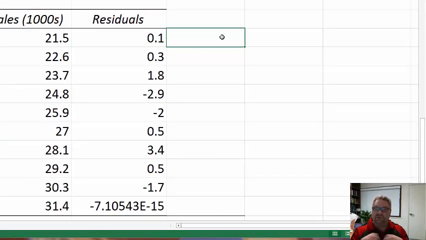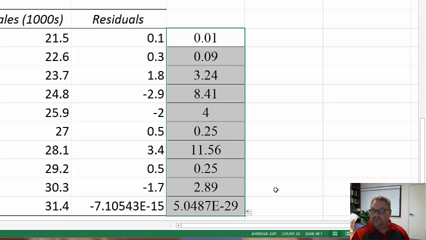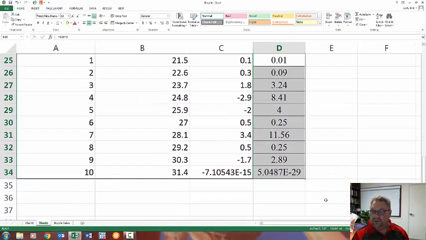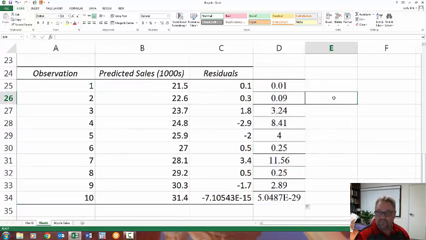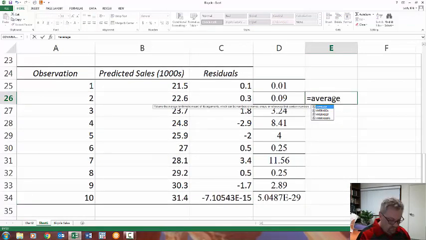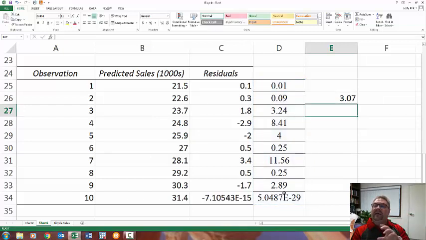Now, in this case, the residuals are our errors, so all you're going to do is square your residuals. So I'll square all these, and then, as we did before, take their average. So let me try to keep all this on one page for you. I'll calculate the average here. Okay, so we have an average of 3.07, but as I mentioned before, this is the squared residuals.